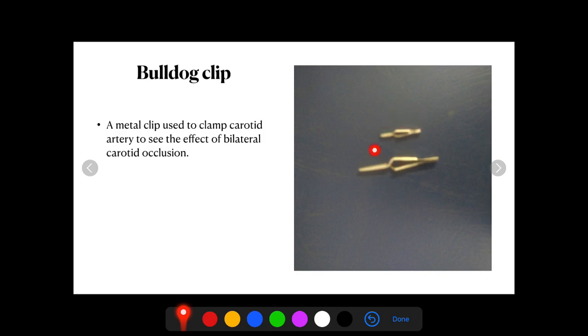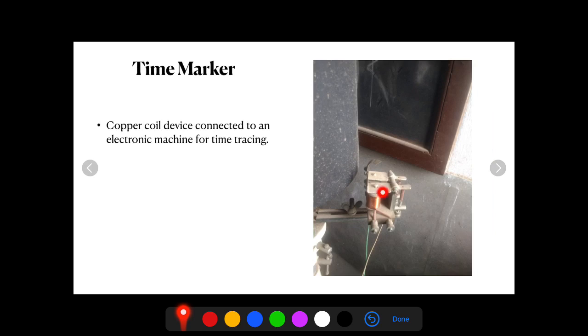Now, these two are metal clips known as bulldog clips. These two clips are used for clamping the carotid artery. Now, one carotid artery is already blocked. If we block the other carotid artery temporarily, there will be blockage of both carotid arteries, and we are going to see the effect of bilateral blockage of the carotid artery. Now, this one is the time marker. It's a copper coil device connected to an electronic machine for time tracing.